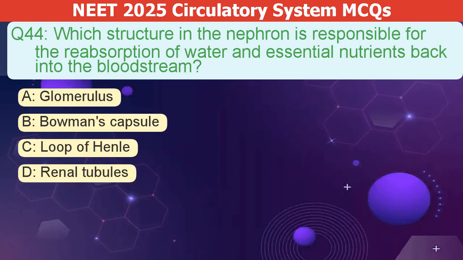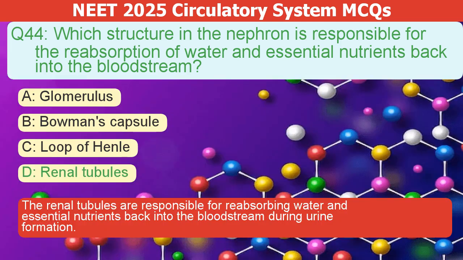Which structure in the nephron is responsible for reabsorbing water and essential nutrients back into the bloodstream? A. Glomerulus. B. Bowman's capsule. C. Loop of Henle. D. Renal tubules. The correct answer is D. The renal tubules reabsorb water and essential nutrients back into the bloodstream during urine formation.